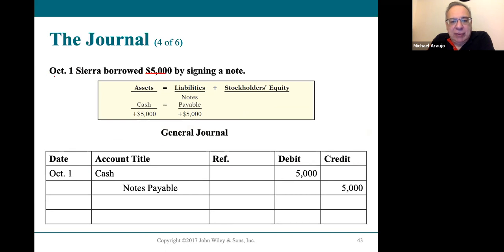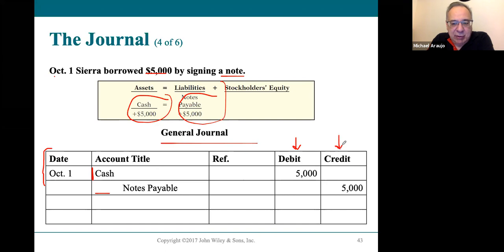Here we borrowed 5,000, notes payable. We analyzed that. We got more cash. We got more notes payable. Cash increases on the debit side. Notes payable increases on the credit side. So we know what we've done, all our analysis. Now we've got to write it in the journal. Again, it always starts with the date. The account that's getting debited is listed first. The cash account has a $5,000 debit. A little bit of an indentation. Notes payable is getting a $5,000 credit. The credit is the second column here, so we post the credit second.